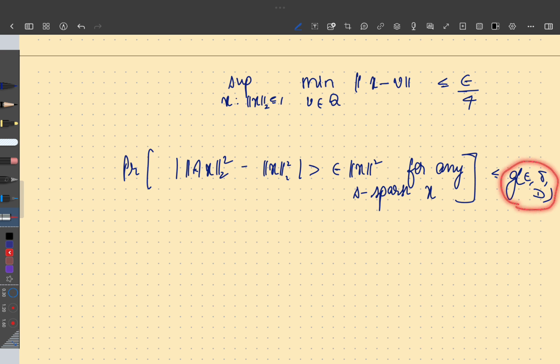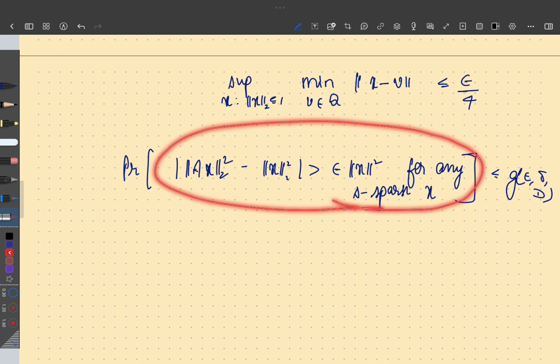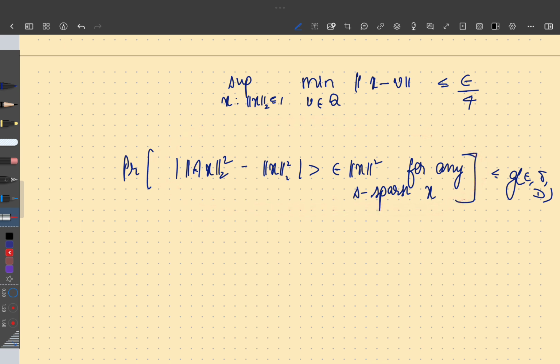As long as the right hand side is strictly less than 1, it means that there exists at least one A for which this is not violated for any s-sparse x.